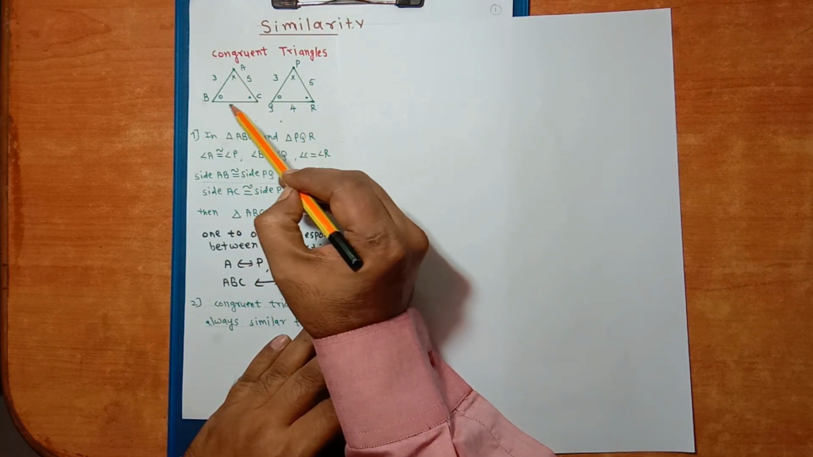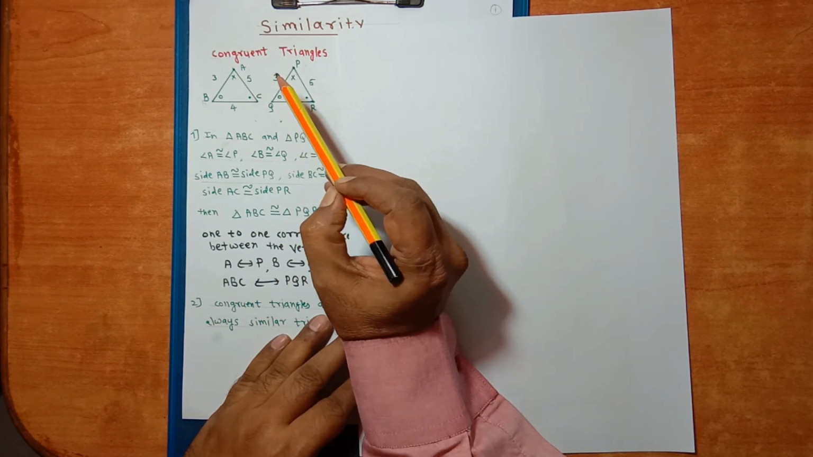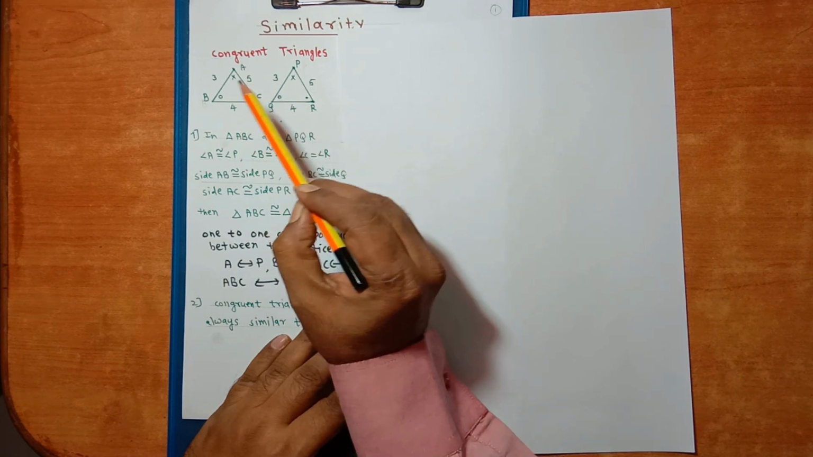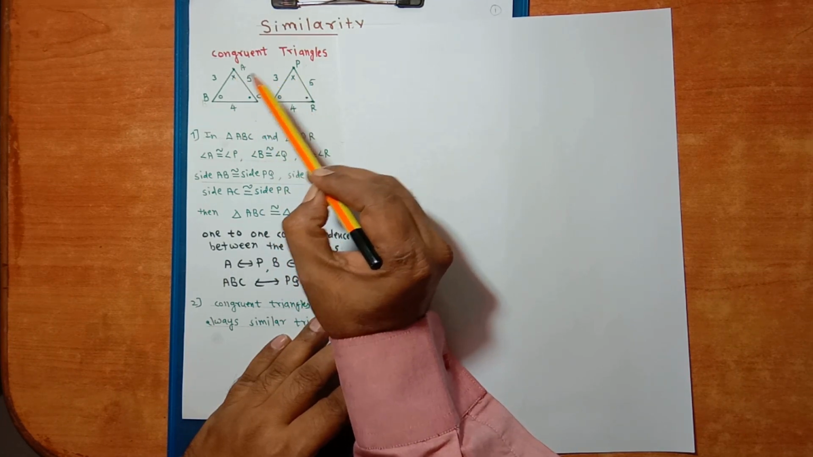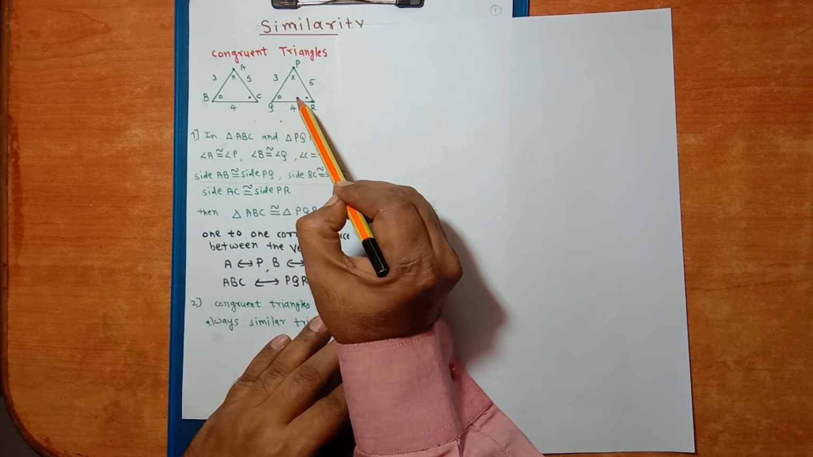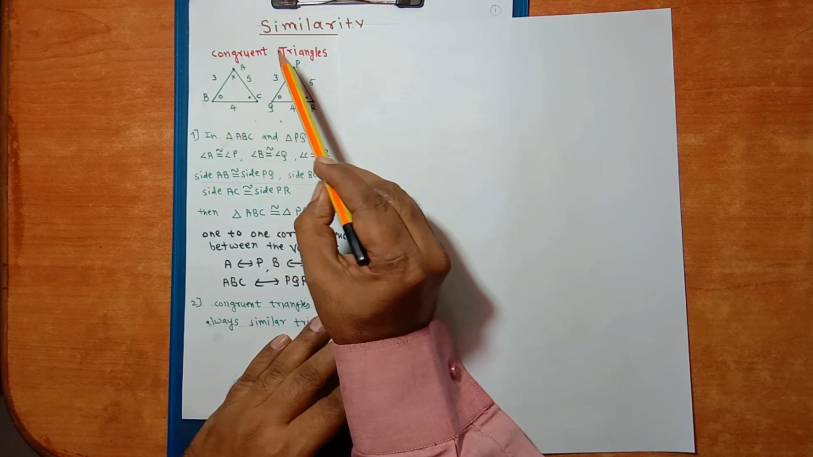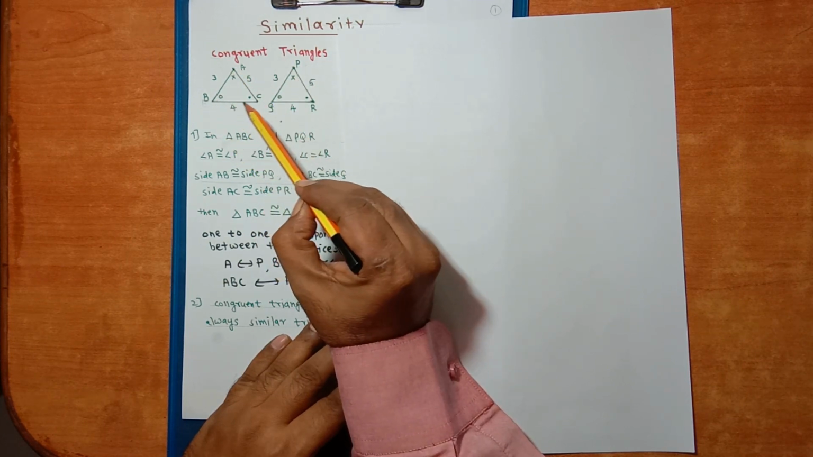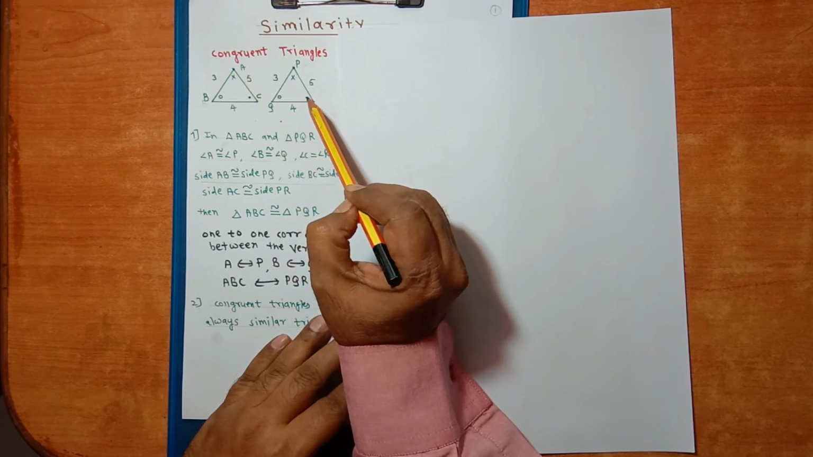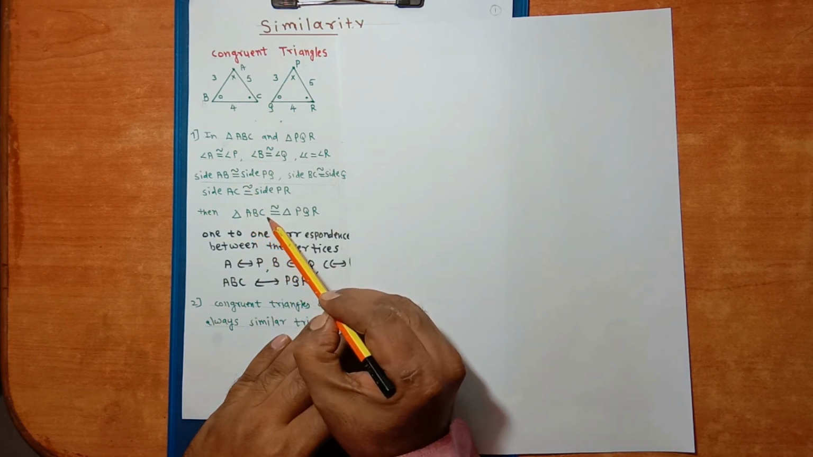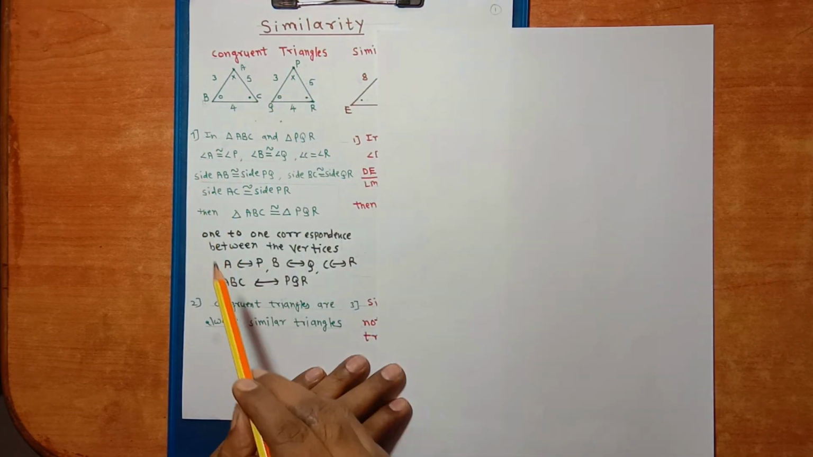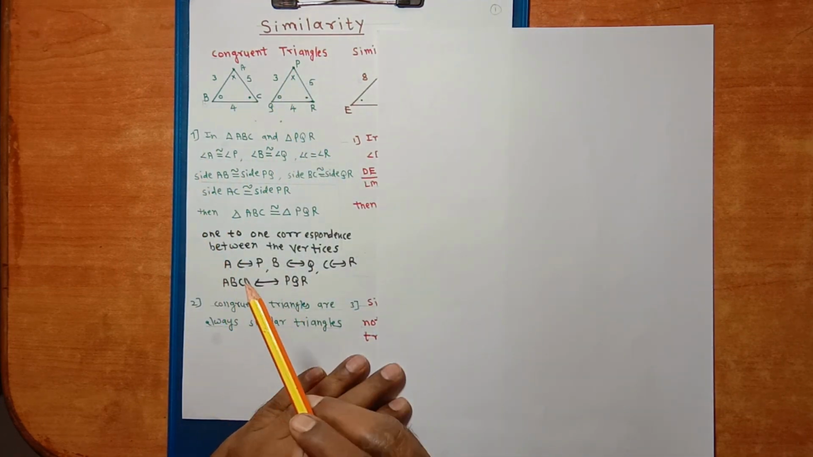In triangle ABC and in triangle PQR, the one-to-one correspondence is A to P, B to Q and C to R. Angle A is congruent with angle P, angle B is congruent with angle Q and angle C is congruent with angle R, and side AB is congruent with side PQ, side BC is congruent with side QR and side AC is congruent with side PR. So we can say that triangle ABC is congruent with triangle PQR. Here we have already seen the one-to-one correspondence, that is ABC to PQR.